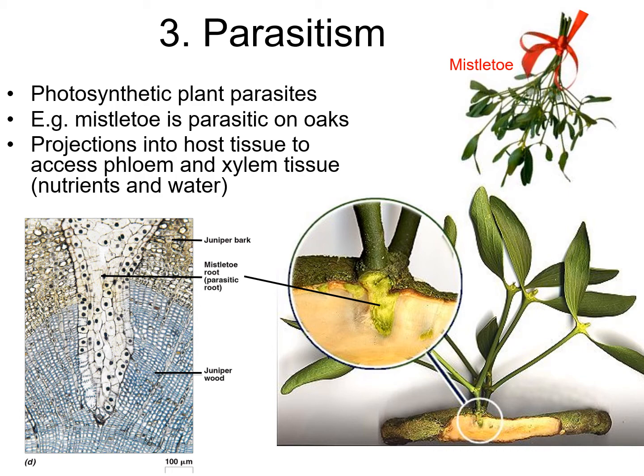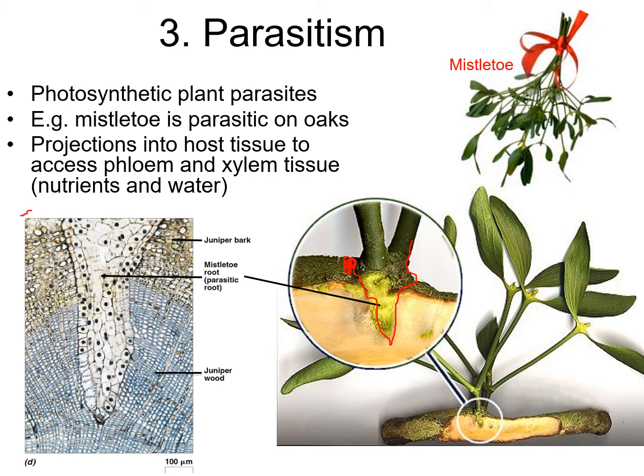So these plants are photosynthetic, but a seed lands on the stem or the trunk of another plant, and it grows down, and then it grows its tissue into the host plant, and then connects into the xylem tissue of the host plant in order to access nutrients and water that are coming through the xylem of the host.